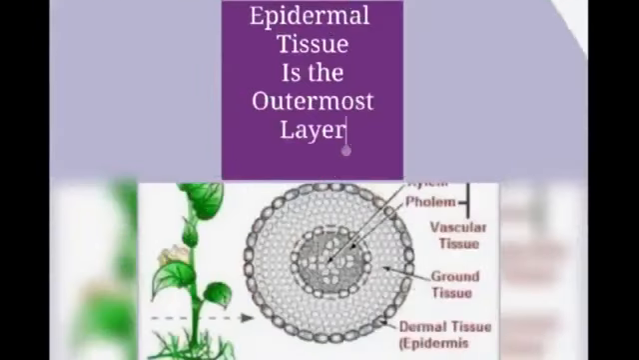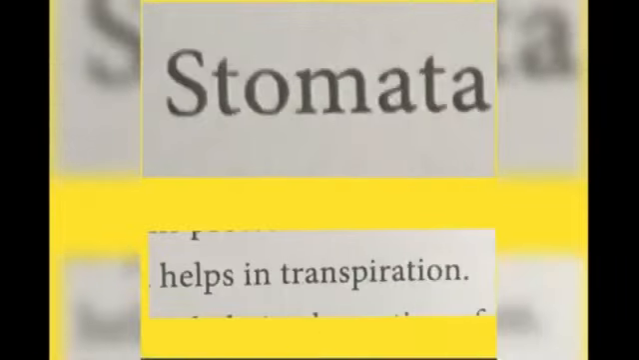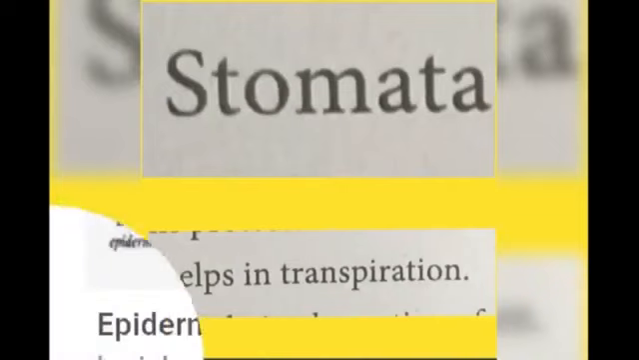It is the outermost layer made up of a single row of cells. You can find that in the picture. A single row of cells is present, arranged one after another without intercellular space. The main function of epidermis is to protect the inner tissues. The epidermis in the leaf has stomata, which help in transpiration and exchange of gas.